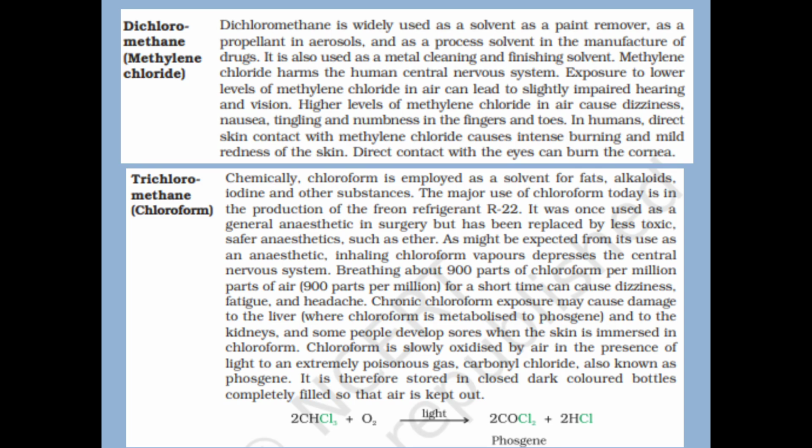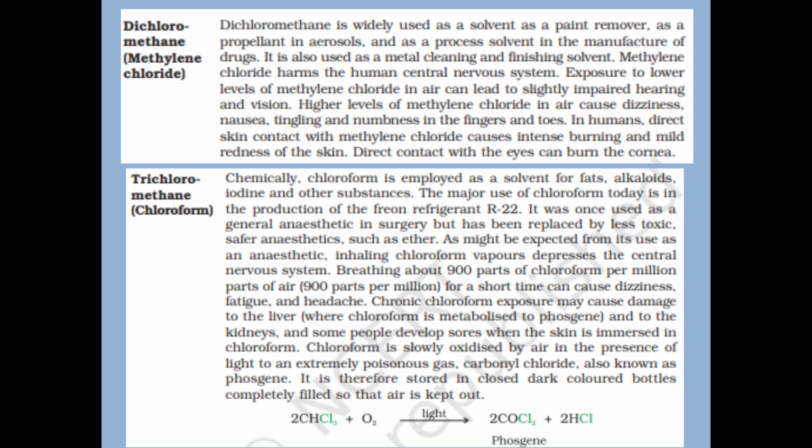Dichloromethane is widely used as a solvent, as paint remover, and as a propellant in aerosols. As a process solvent in the manufacture of drugs, it is also used as a metal cleaning and finishing solvent. Methylene chloride harms the human central nervous system.